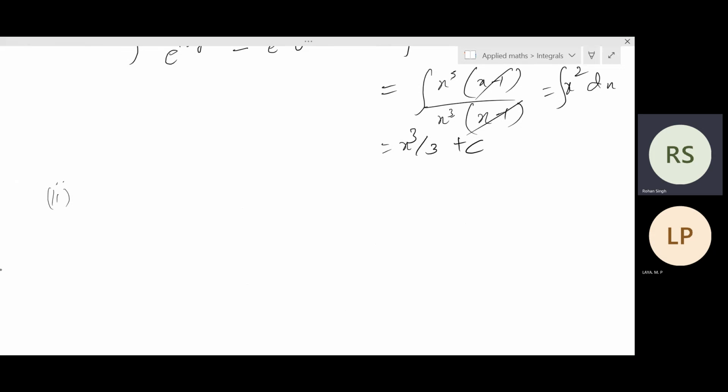Okay, let's do this one. x raised to the power 6 plus 1 over x plus 1, dx. Now, how can we do this one?